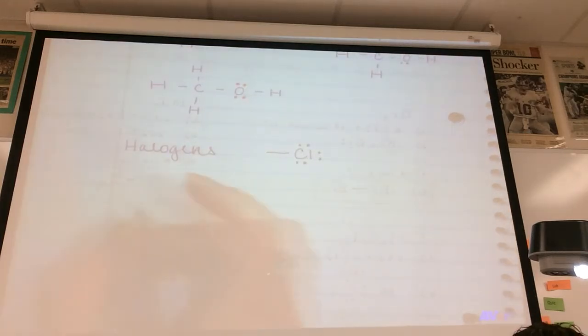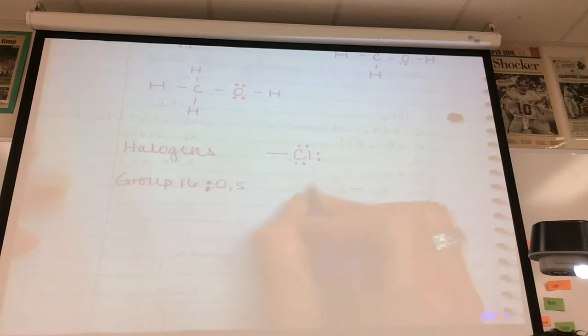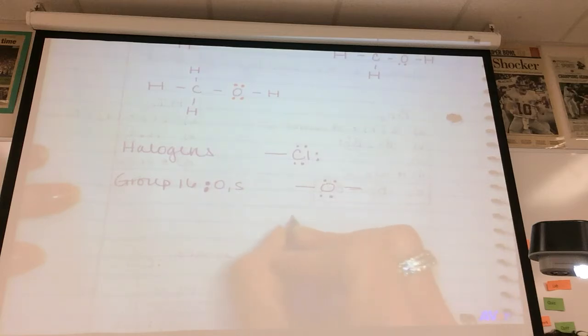What you're going to see for this year with group 16, and I'm speaking mostly of oxygen and sulfur, is you're going to see 2 bonds and 2 lone pairs. Or you could have 2 bonds, 2 lone pairs.